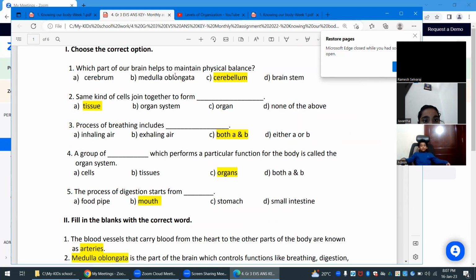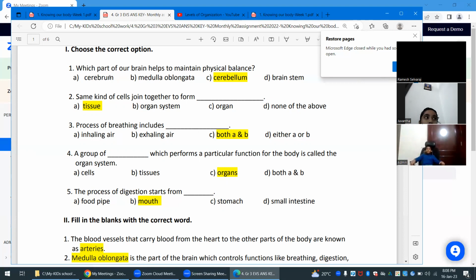Which part of our brain helps to maintain physical balance? Yeah, this is a very important thing. Cerebellum. Simple. What else is it doing? One more thing I have also told you. It helps maintain balance, and one more thing, coordination and posture.